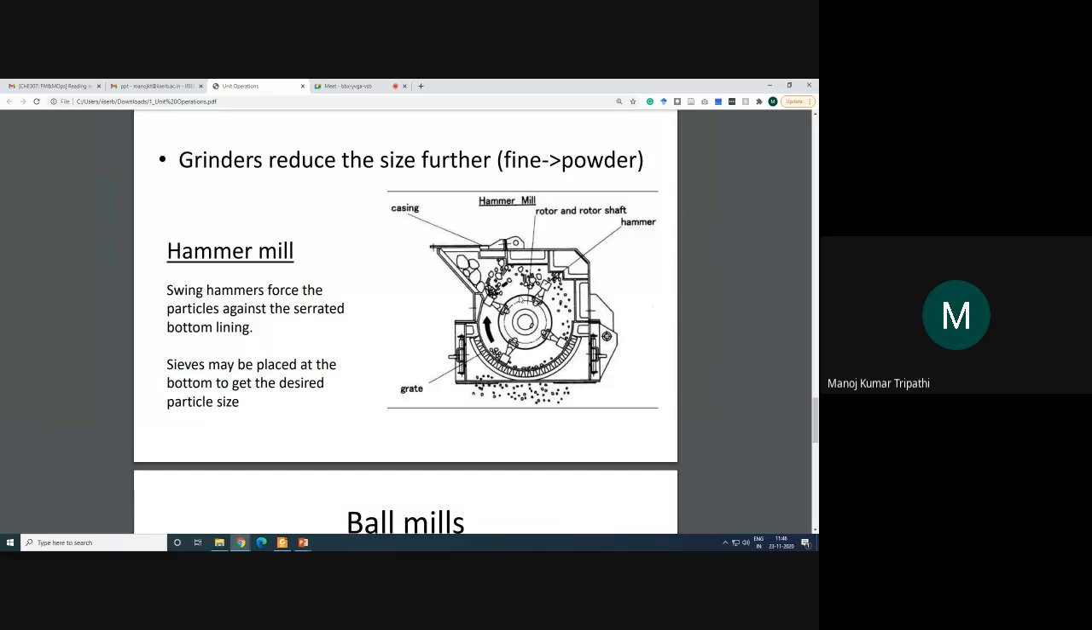Okay, as this central disc rotates, this swinging causes the particles to break against this lining of this container. Okay, and then there is a mesh here through which some particles can go down, and you can customize this mesh. You can reduce the mesh size, you can reduce the size of the pores in that mesh so that the desired particle size comes out of this mill, so that you get powder basically.